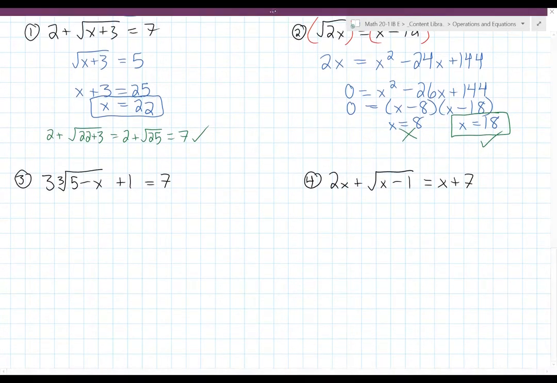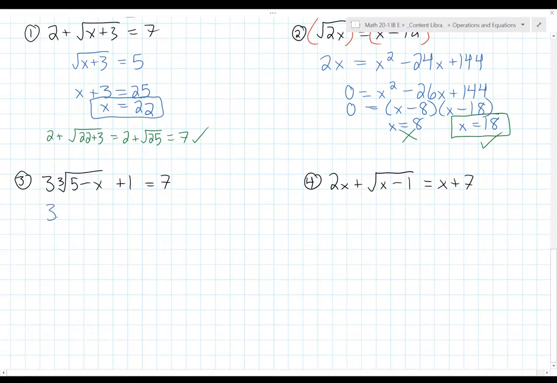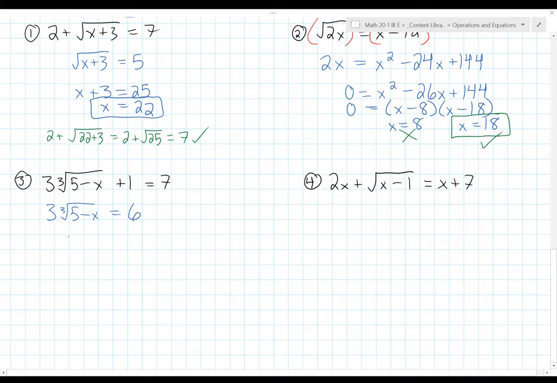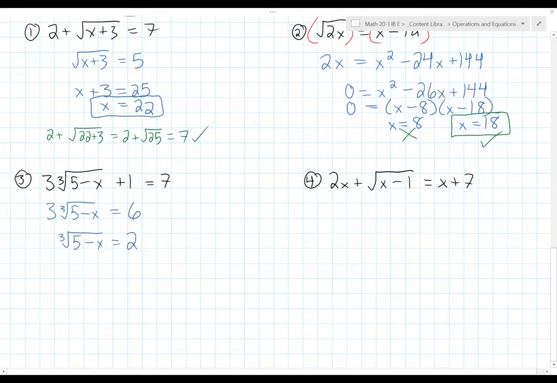For the cube root function, I have 3 times the cube root of 5 minus x equals 6. I don't have to divide by the 3. I'm going to, because then I work with smaller numbers and it's a little bit nicer, and 6 is divisible by 3. If it wasn't and it would introduce fractions, I probably wouldn't bother. But 6 divides nicely by 3, so there we go.